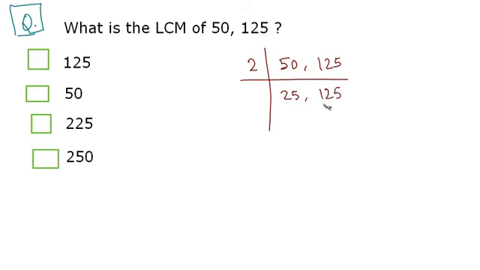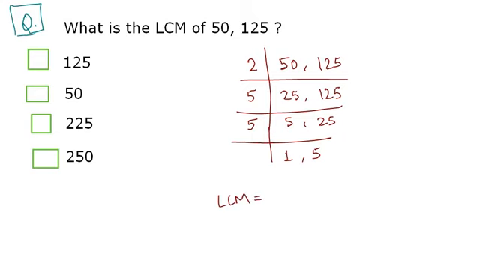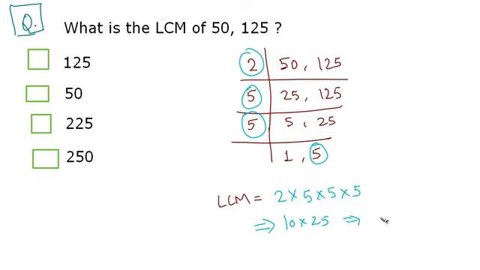Now 3 cannot divide any of these numbers, so we go with 5. So 5 5s are 25, 5 25s are 125. Again we can divide this by 5, so 5 1s are 5, 5 5s are 25. So we have a prime number here and a 1, so we can stop here. So LCM is equal to 2 into 5 into 5 into 5. We have taken these numbers, 2 into 5 into 5 into 5. So we can always ignore 1. So this comes out to be 10 into 25, that is 250. So there you go. This is your correct option.